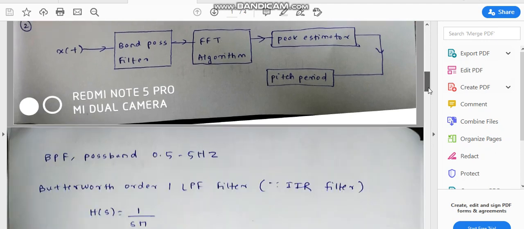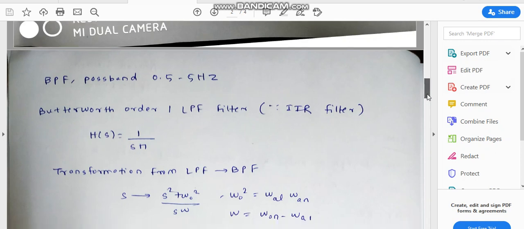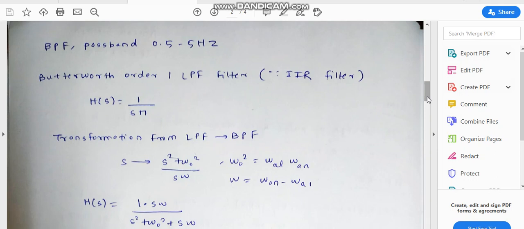So after that, the pass band for the band pass filter is 0.5 to 5 Hz. If we use a Butterworth filter of order 1, the low pass filter, that's an IIR filter, the transfer function is given by 1 by s plus 1. By doing the transformation from low pass filter to band pass filter, the transformation is given by s to (s square plus omega naught square) by (s times omega), where omega naught square is omega L into omega H, and omega is omega H minus omega L.